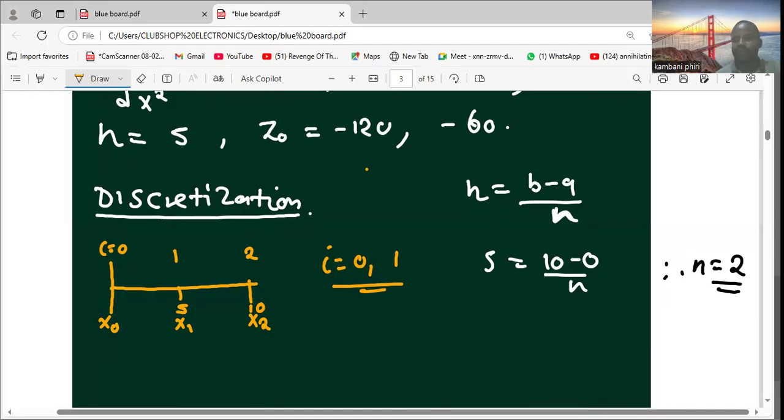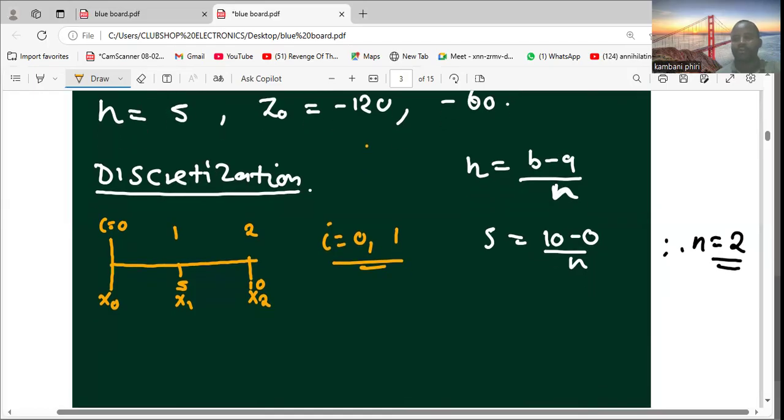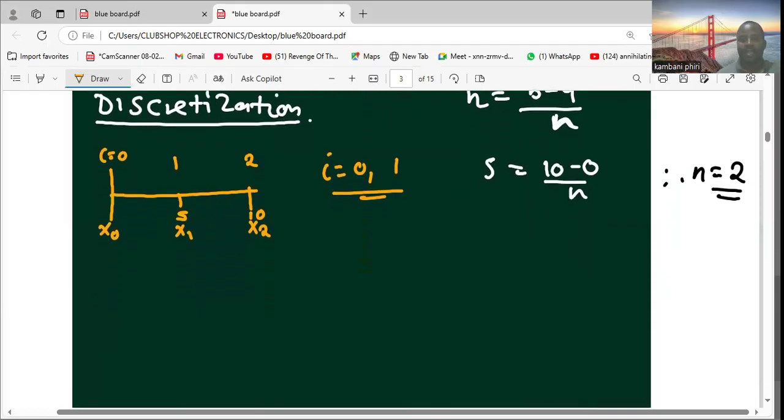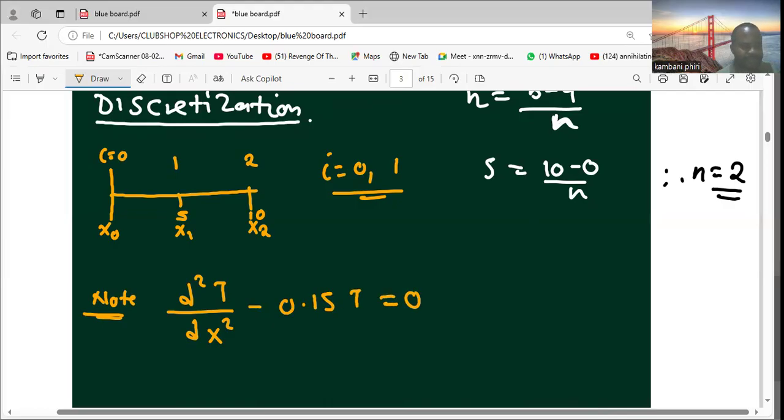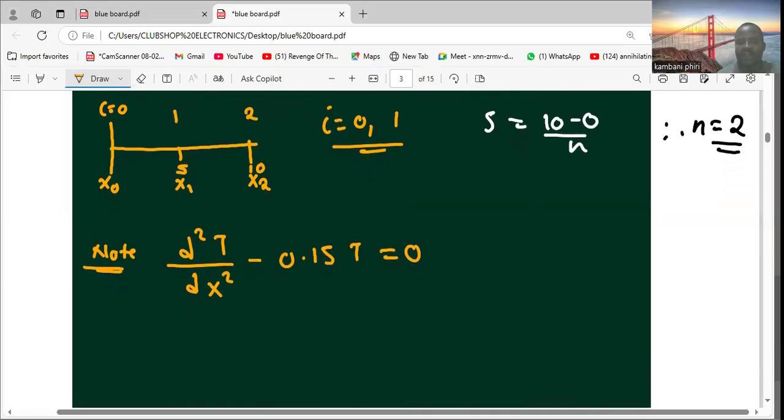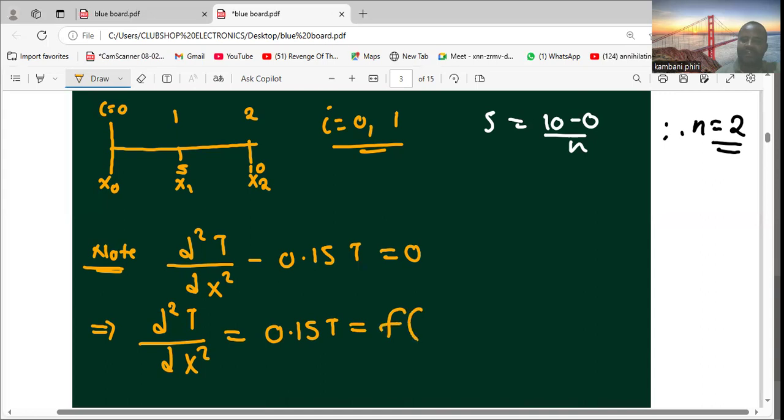Now, we are going to do some manipulation to our differential equation. Note that we have d squared T divided by dx squared minus 0.15 T, and that this is equal to 0. So we can rewrite this as d squared T divided by dx squared, and this will be equal to 0.15 T, which is the same as f of x, T, dT/dx.